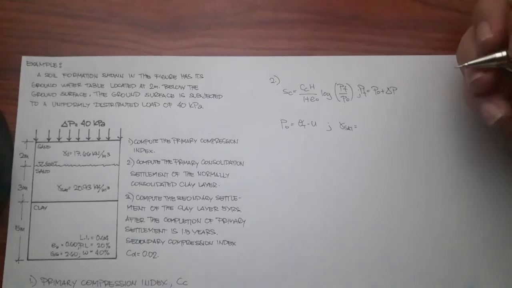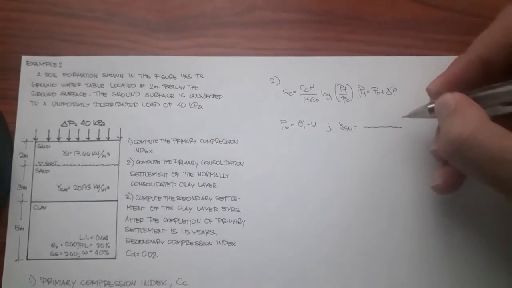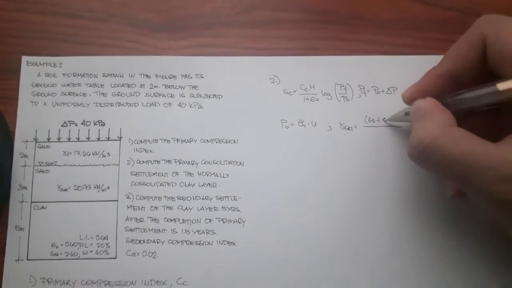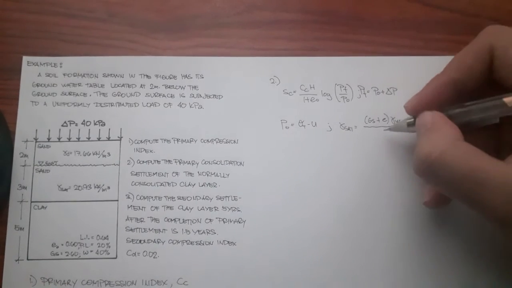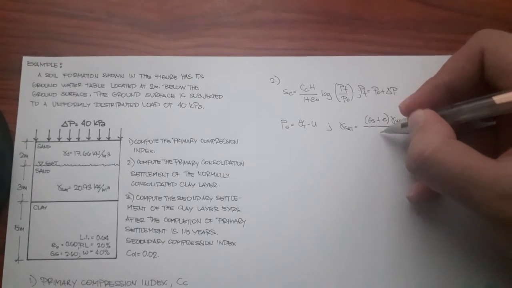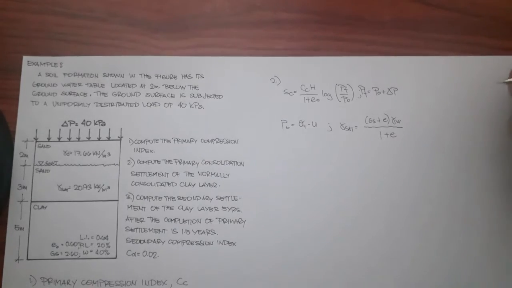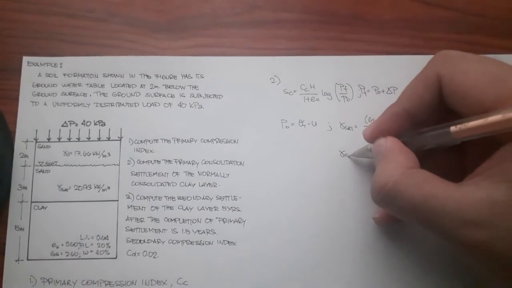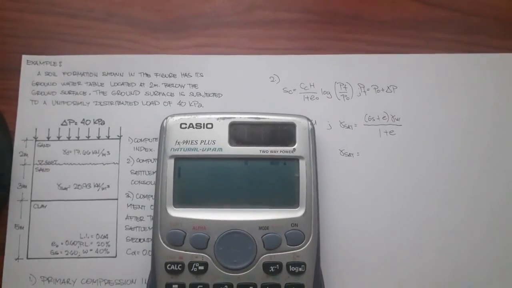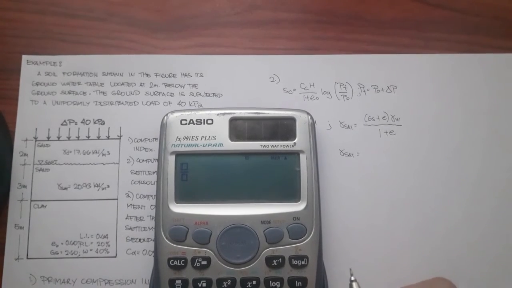And recall that the formula in finding the gamma sat is equal to the ratio of specific gravity plus void ratio times the gamma water, or the unit weight of water, over the sum of 1 plus void ratio. Substituting all the values, we can get gamma sat. So G, or the specific gravity, is given as 2.60 plus the void ratio of 0.60 multiplied by the gamma water of 9.81 over 1 plus the void ratio of 0.60, which gives us the value of 19.62.